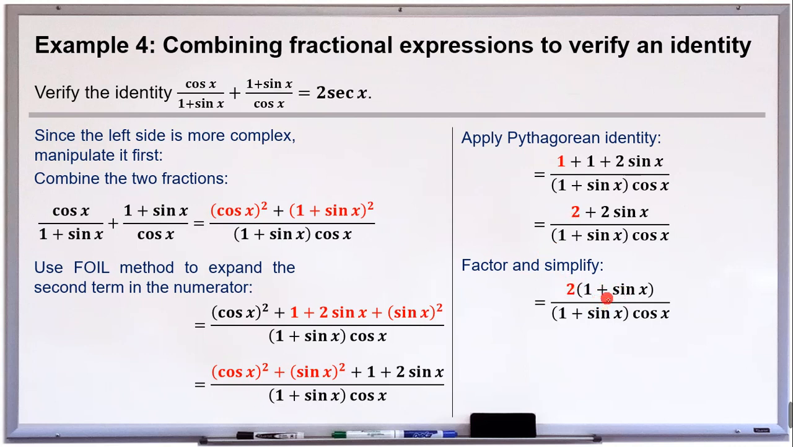And as you can see, there's a common factor in both the numerator and the denominator, and that is 1 plus sine x. So we can cancel out these factors, leaving 2 over cosine x. And 2 over cosine x can also be written as 2 times 1 over cosine x, right? And we all know that 1 over cosine x is equal to secant x. So the final answer here is 2 secant x. As you can see, we have just verified that the left side expression is equal to the right side expression, which is 2 secant x.